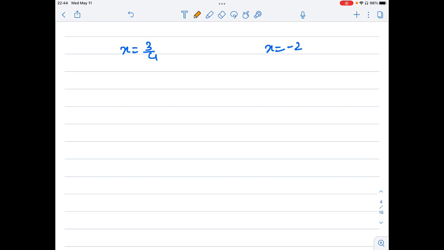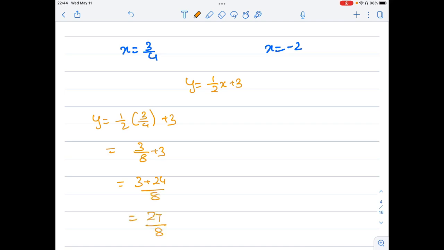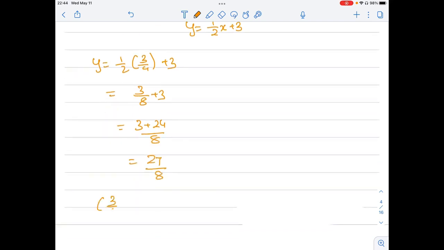Once I get the two values of x, I need to get the value of y also, which is (1/2)x + 3. So plug in: y = 1/2 times 3/4 plus 3, which is 3/8 + 3, which is nothing but (3 + 24)/8, which is 27/8. So the point is going to be (3/4, 27/8).